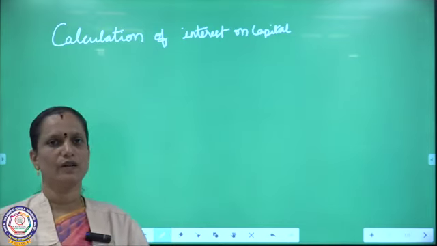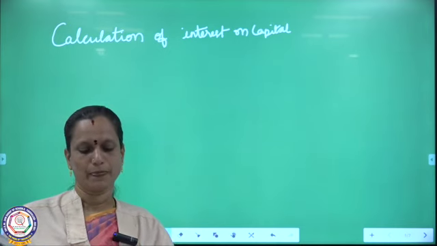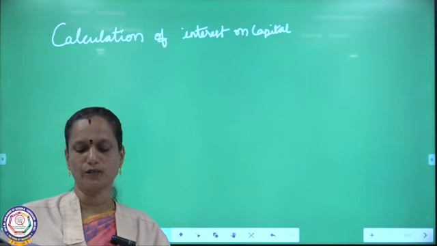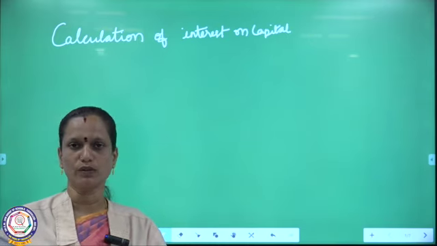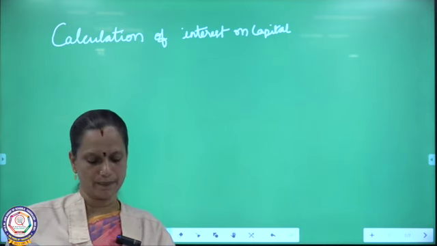See children, now we are going to calculate the interest on capital. Interest on capital equals amount of capital into rate of interest per annum into period, I already said. Now, we move on to the sum.